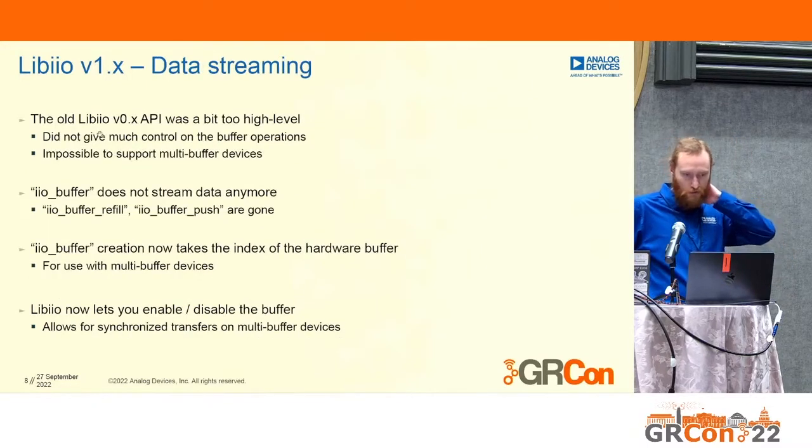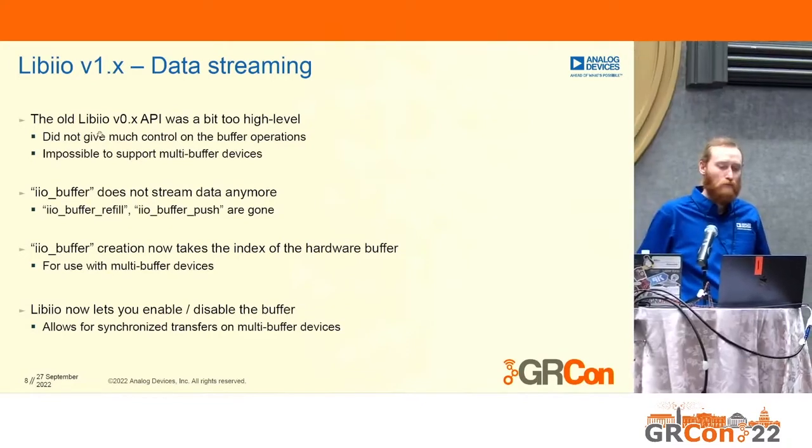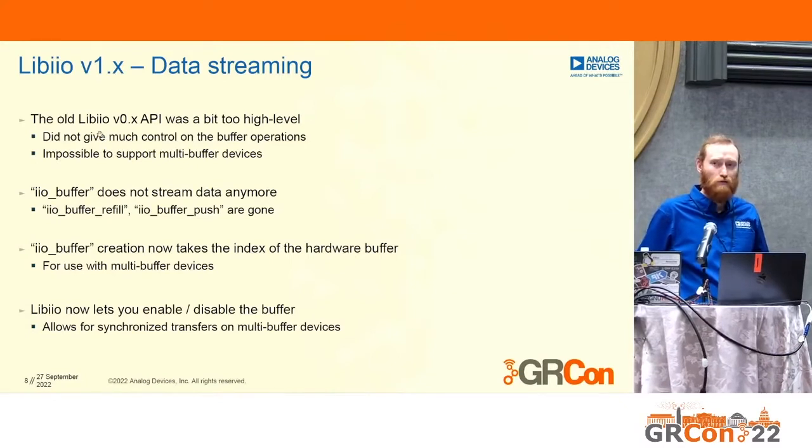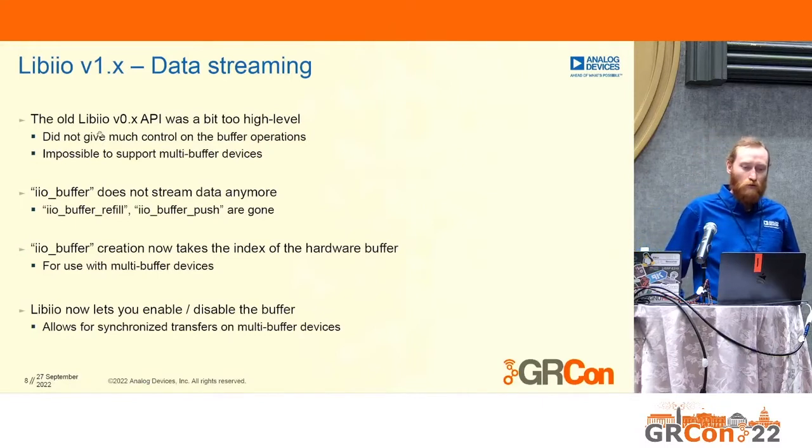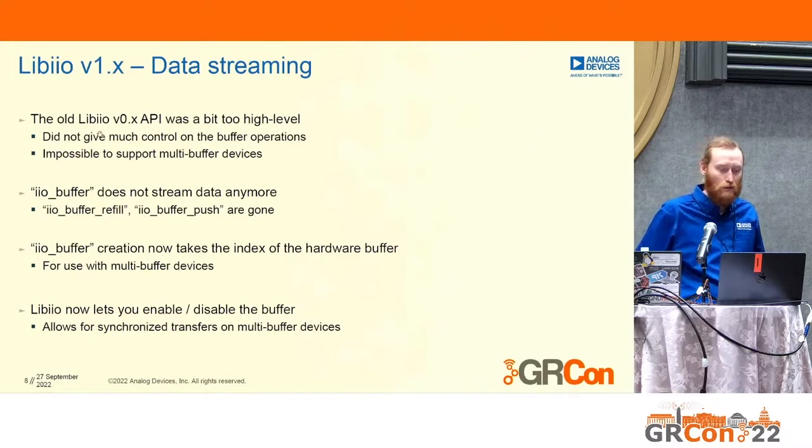A bit about data streaming. In the old version 0 Libiio API, the data streaming API was a bit too high level. It didn't give much control to the applications. And as such, it was just impossible to support some use cases like multi-buffer devices. So if you are familiar with Libiio, the IIO buffer object does not stream data anymore. The iio_buffer_refill and iio_buffer_push functions are gone. And IIO buffer now just takes an index of the hardware buffer that you're interested in for the multi-buffer devices, and the data transfer is handled by something else.